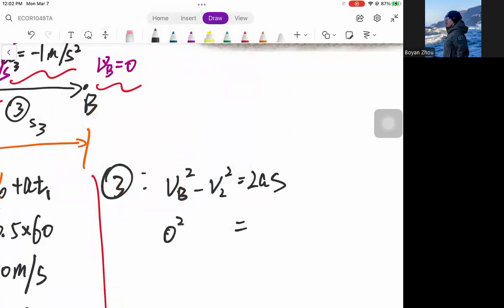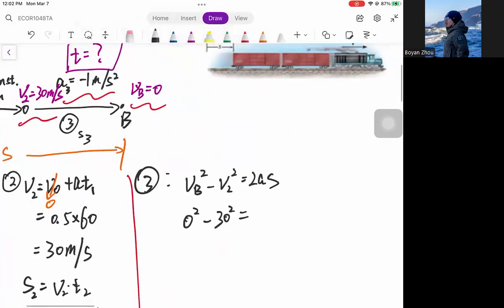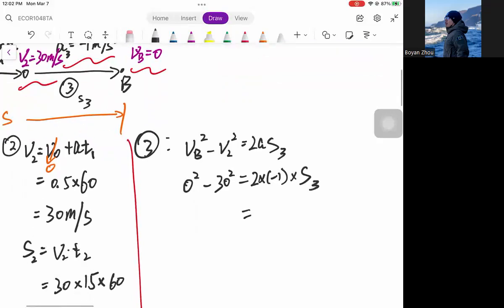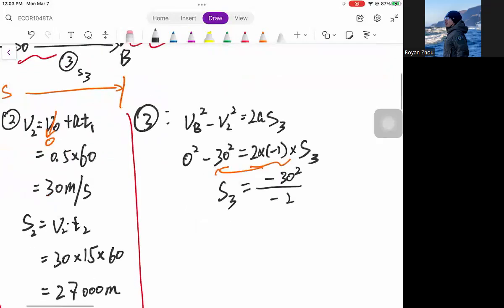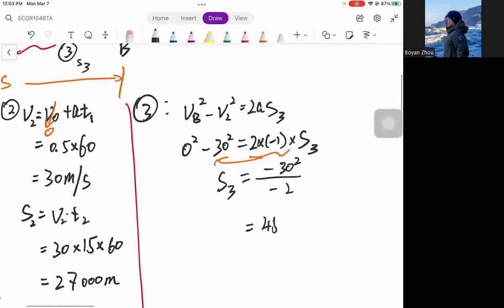So it's going to be 0 minus 30 to the 2 is equal to 2 times the deceleration, because it's decelerating, so it's a negative value. So times -1 times the value we're looking for, s, S3. So S3 is equal to, moving this one to the left hand side and swapping them, -30 to the power of 2 over -2. So that is going to be 450 meters.